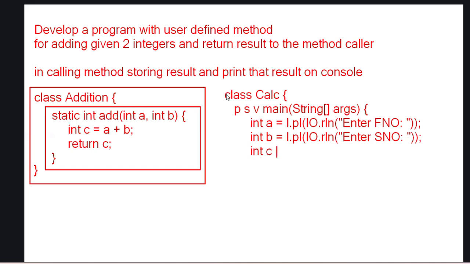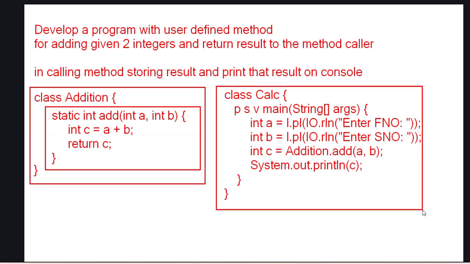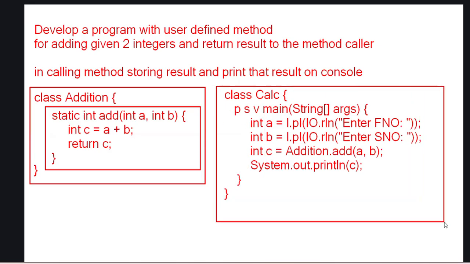Next, int C equal to, I will add A? No, I should call Addition dot add of A comma B. Then the return value I should print: System dot out dot println of, what do you write? C or result, whatever message you want, you write. This is the program. If you write a program like this, you will get a good impression from the interviewer.